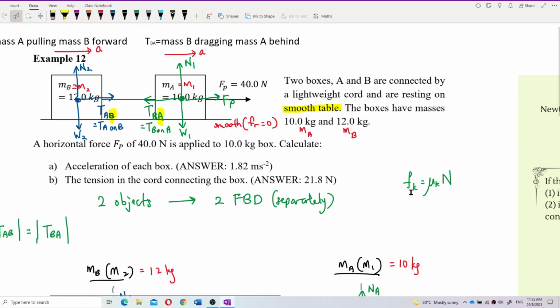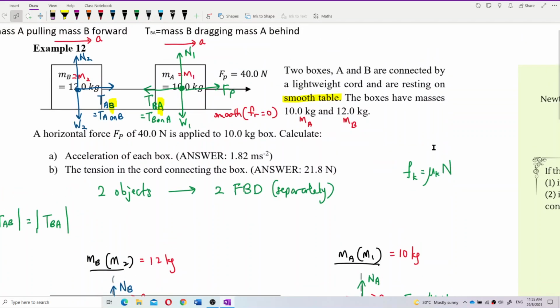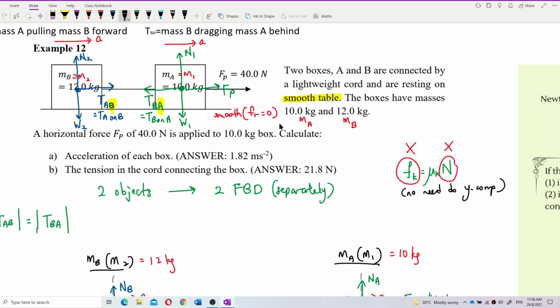So we only need to do the y component if we need to consider the normal force and to find the friction. Right now, it is a smooth table, so no friction. We no need to consider the friction, no need to consider the normal force. So in short, no need to do y component, unless the question asks for normal force of each block.